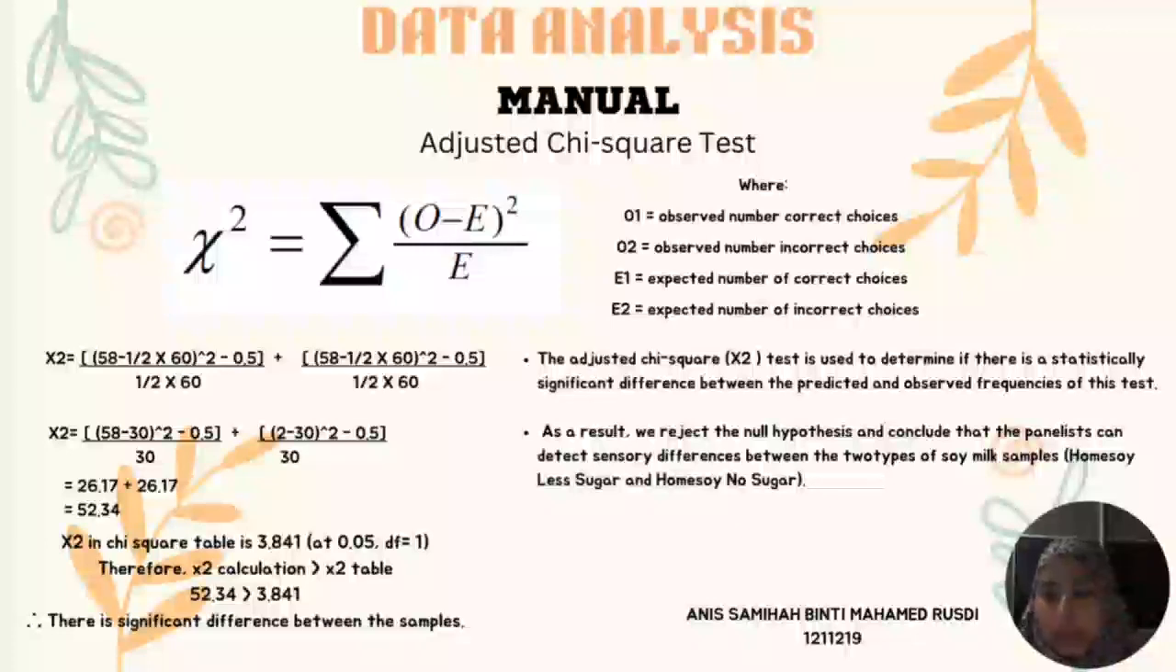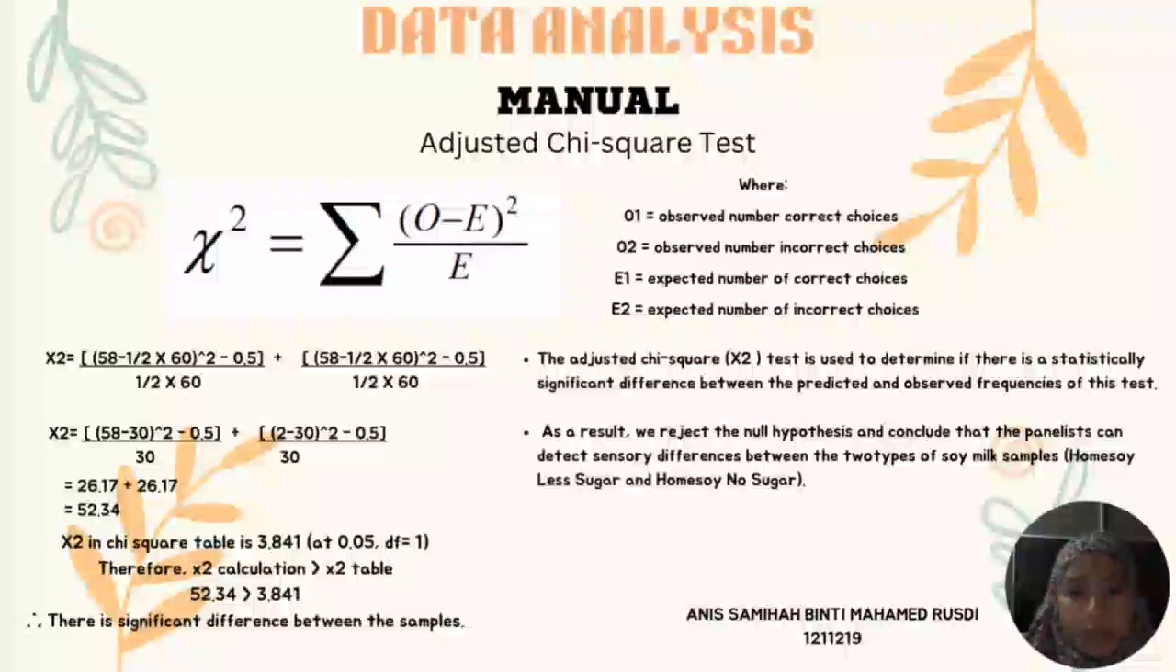X squared in the chi-square table is 3.841 at 0.05, df equal to 1. Therefore, the X squared calculation is greater than the X squared table, which is 52.34 greater than 3.841. There is a significant difference between the samples.